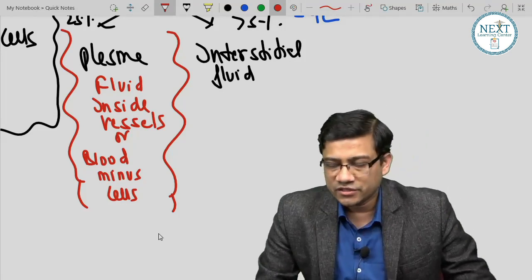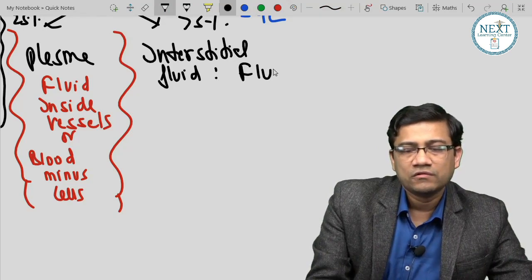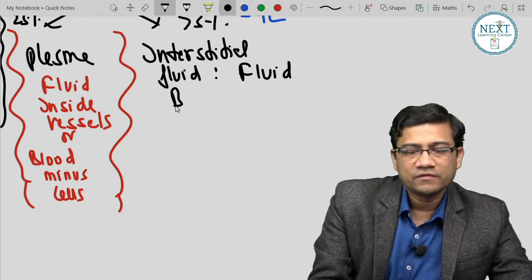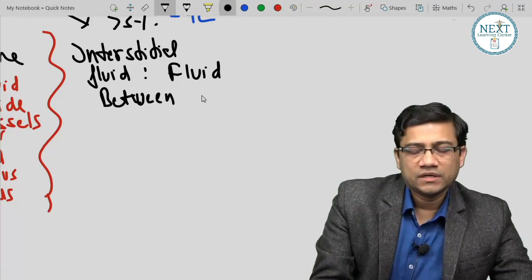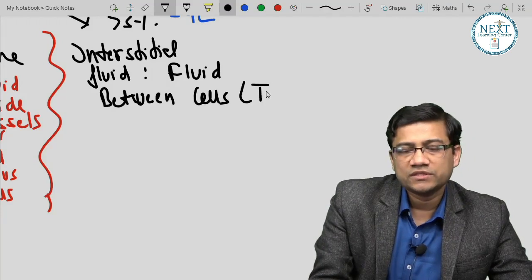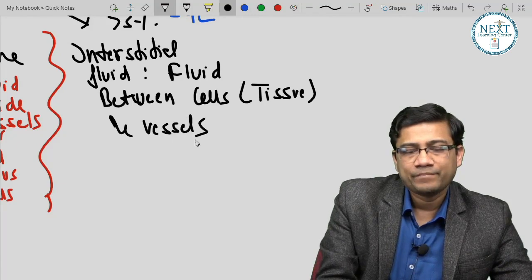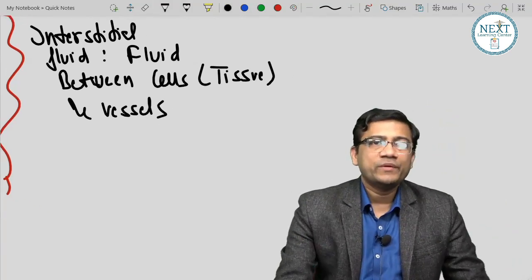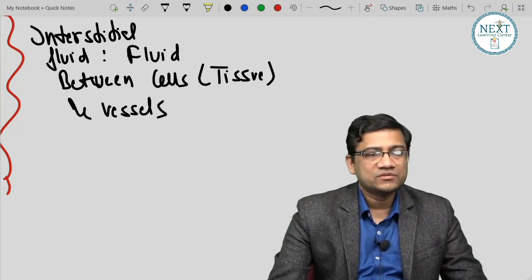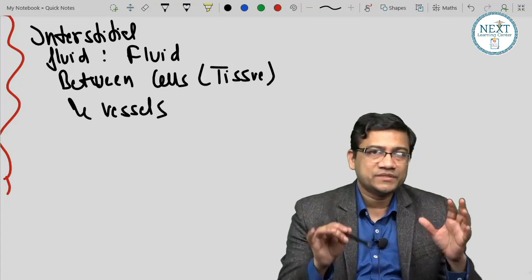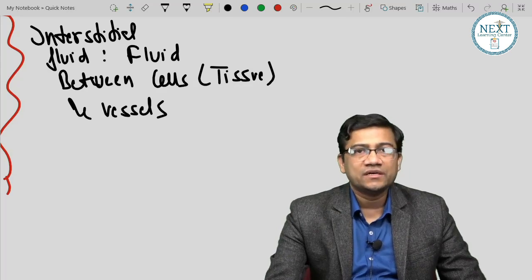Interstitial fluid, on the other hand, is basically fluid between the cells, that is the tissue, a collection of cells, and the vessels. So what is the fluid located between various tissues and the vessels? Yes, it is called the interstitial fluid.